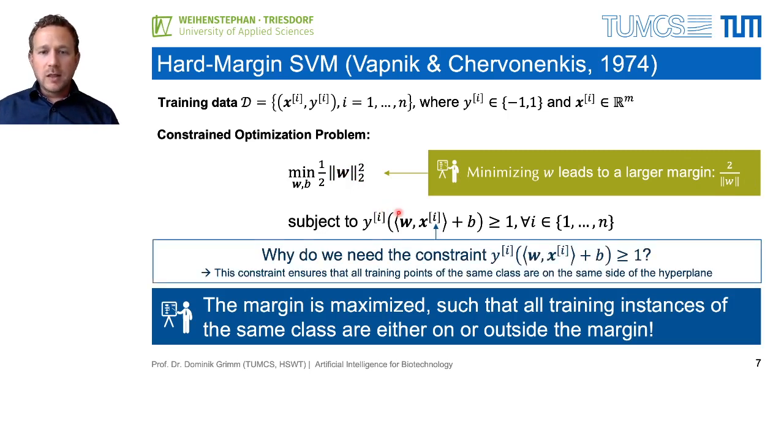So why do we need the following constraint here? We need the constraint to be greater than or equal to 1, because this constraint ensures that all the training points of the same class are on the same side of the hyperplane. If we don't have this constraint, then we can't ensure that all the training points that belong to the same class are on the same side of the hyperplane.